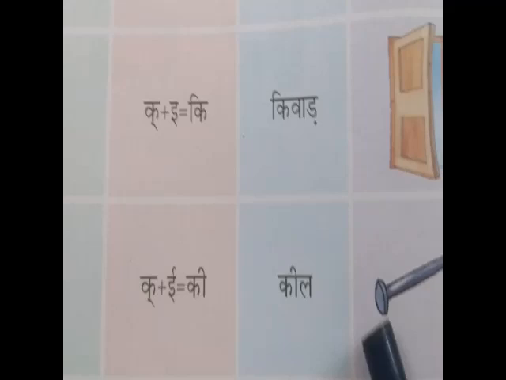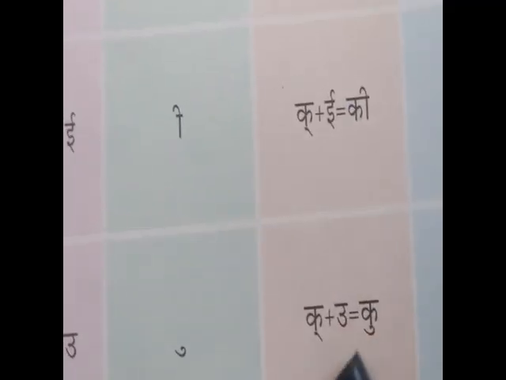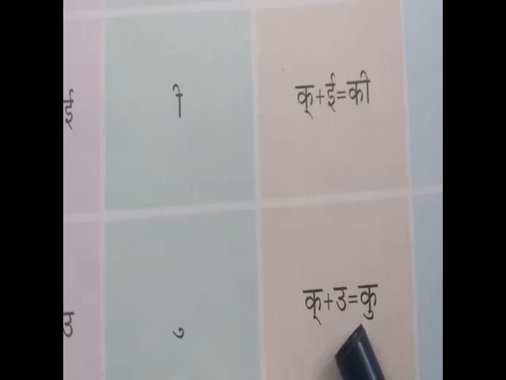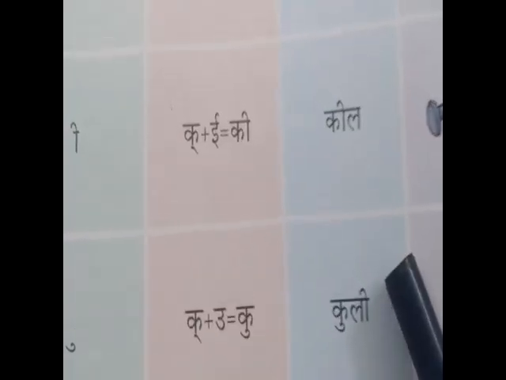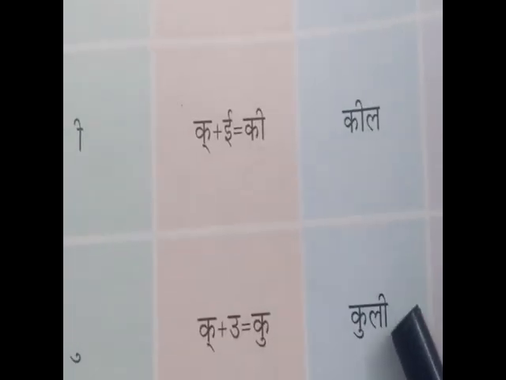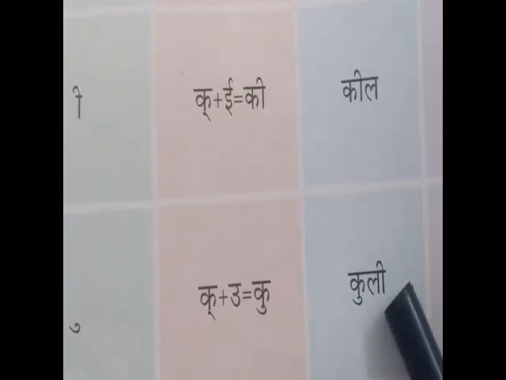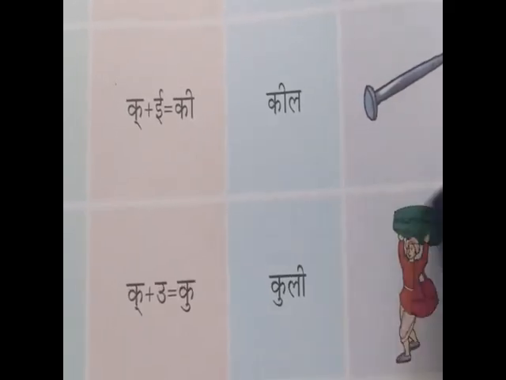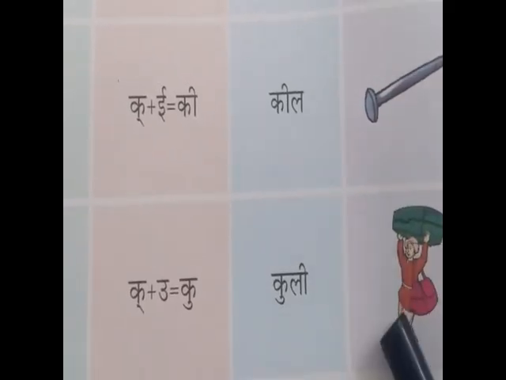Choti u ki matra. This you have to put below the letter. So here, half K. K plus U is ku. And the word is kuli. Kuli is the one who carries the luggage. You can see them in the stations and all, right?